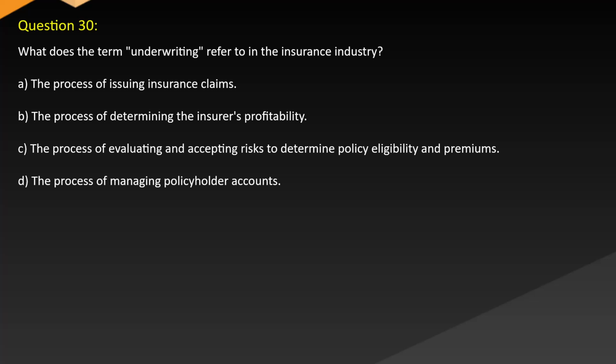Question 30. What does the term underwriting refer to in the insurance industry? A. The process of issuing insurance claims. B. The process of determining the insurer's profitability. C. The process of evaluating and accepting risks to determine policy eligibility and premiums. D. The process of managing policyholder accounts.